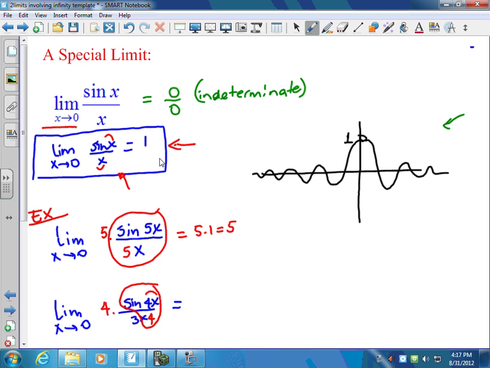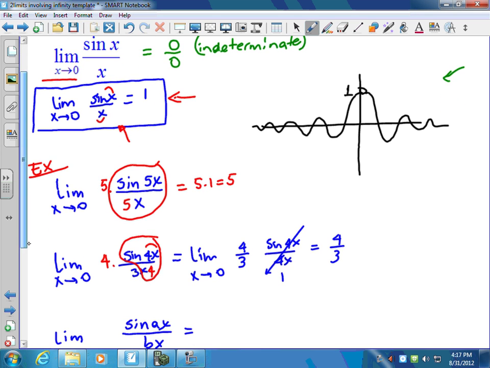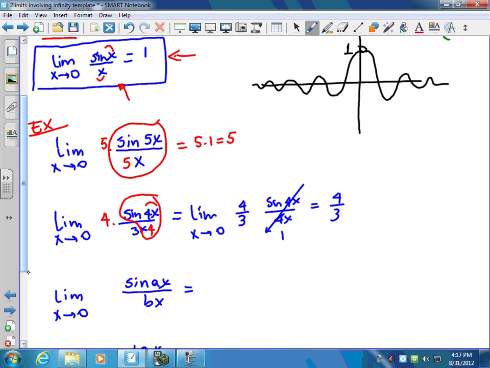Let me rewrite all of that really quick. The limit as x goes to 0 of 4 over 3 times sine of 4x over 4x. And this part, of course, goes to 1 because 4x is going towards 0, and the answer is 4/3. So I guess you get the idea that, by doing this a few times, you're going to see that if you have the limit as x goes to 0 of sine of ax over bx, it will always turn out to be a over b.